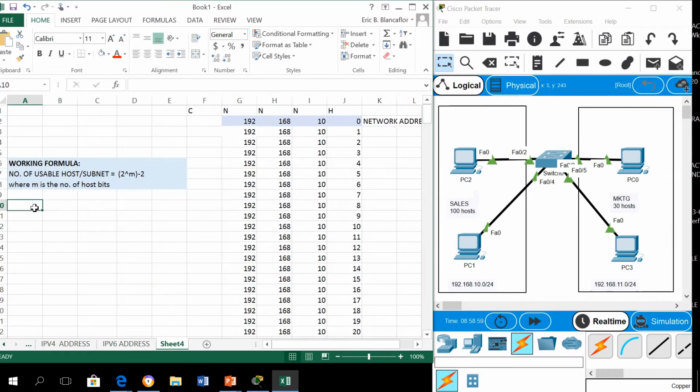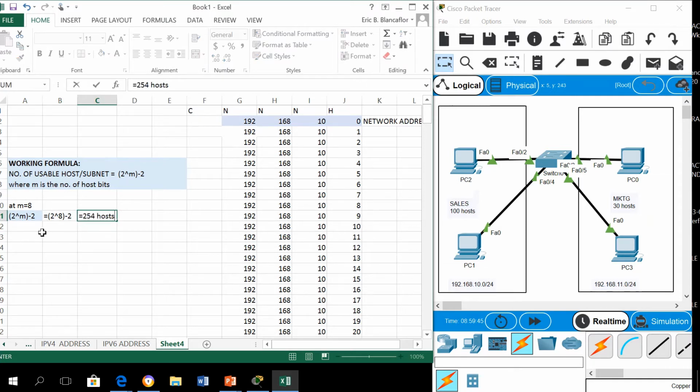Applying the formula at m equal to 8 in a class C, that's 2 raised to 8 minus 2, and that is equal to 254 hosts.